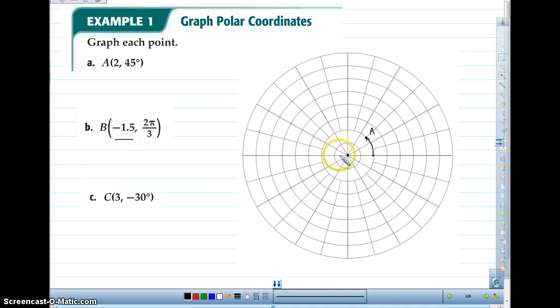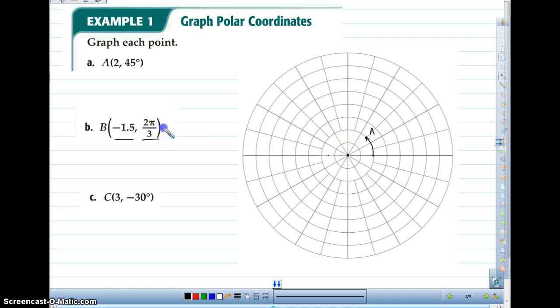For example B, now they've changed the radius. The radius is negative. So we're going to go on the negative side of our radial axis. This is negative 1.5. I'm in between, exactly halfway between the first ring and the second ring. And I'm still rotating positively. So I still need to go in the same direction. Just like we went positive 45 degrees up here, I need to go positive 2 pi over 3 radians.